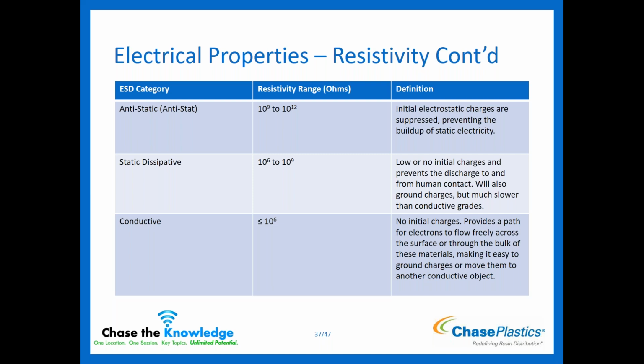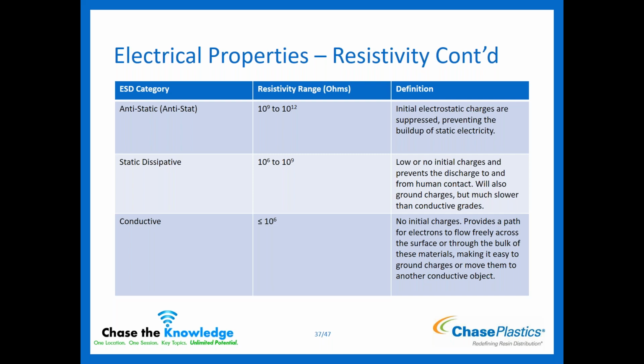Then the next range would be your static dissipative. This is going to be your 10 to the 6th to 10 to the 9th range. This is going to have low or no initial charges, and it's going to prevent the discharge to and from human contact. It will ground a charge, it's just going to do it much slower than a conductive grade. So this is good for limiting the charges. It's also going to prevent your discharge, so it's not going to shock, if you will, or give the discharge onto a human being if they're touching it.